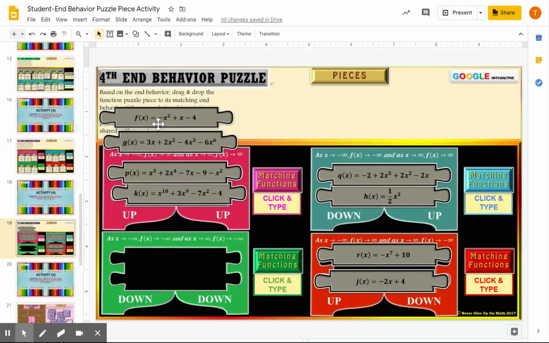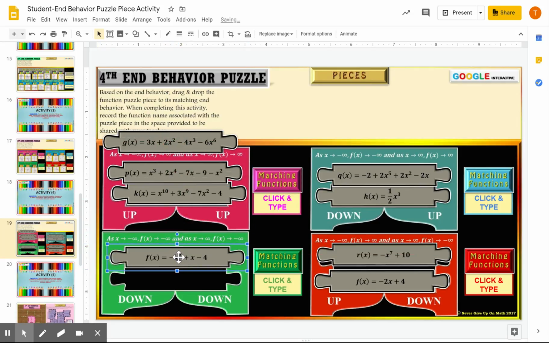Now I'm going to look at f of x. It says -x squared, and this is in standard form, plus x minus 4. You heard me say it, negative. So that means that coefficient is -1 and it goes down on the right.